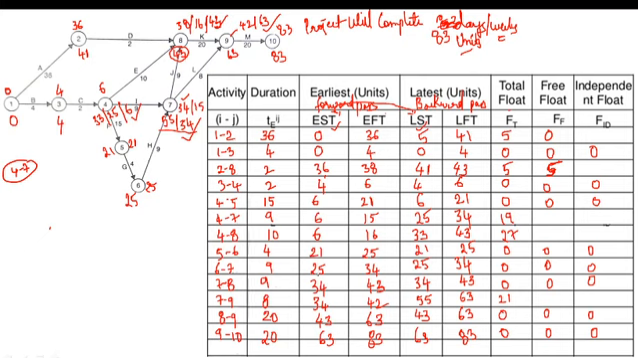So EST of 7 to 8 is 34. 34 minus EFT of 4 to 7, which is 15. 34 minus 15, how much will we get? We will get the value as 19. So substitute the value 19 in the table.